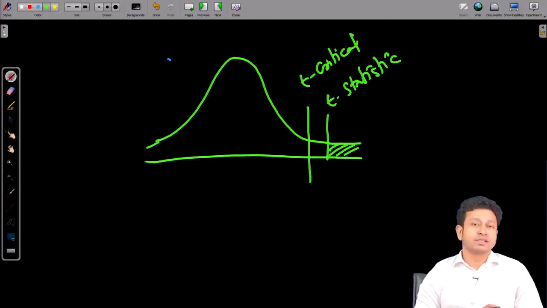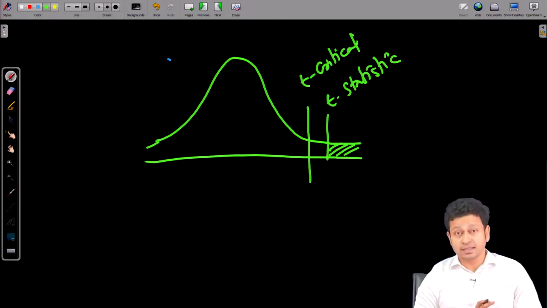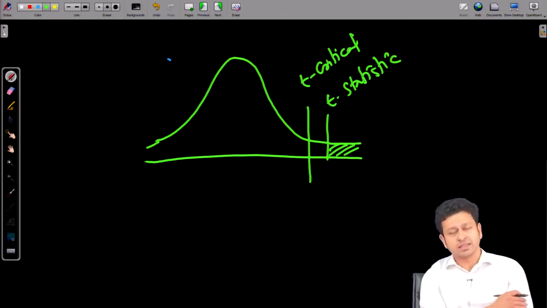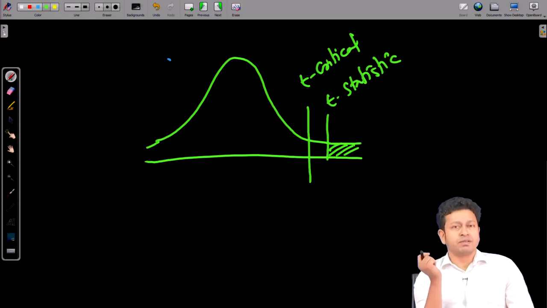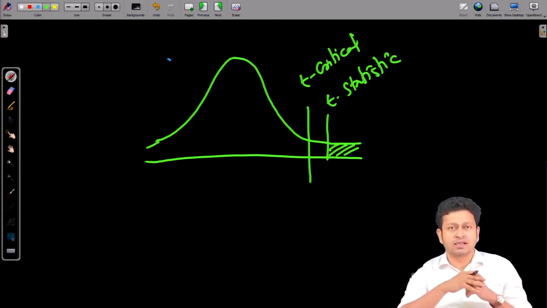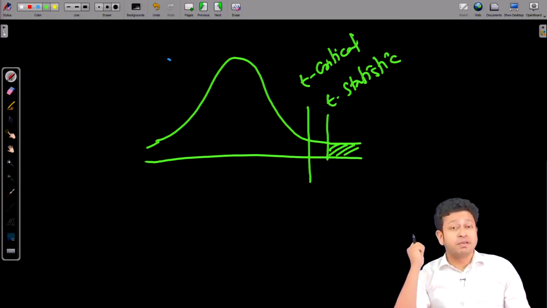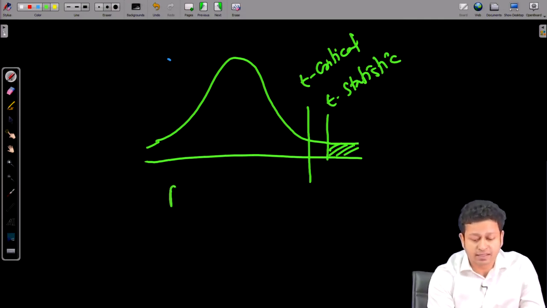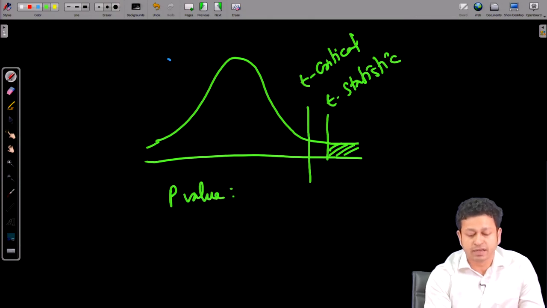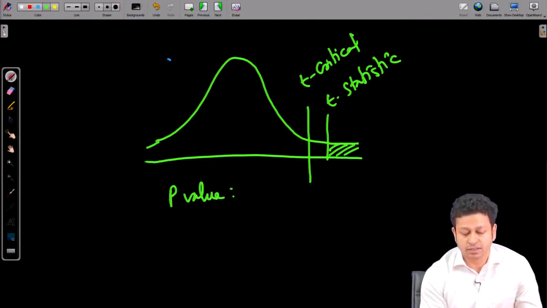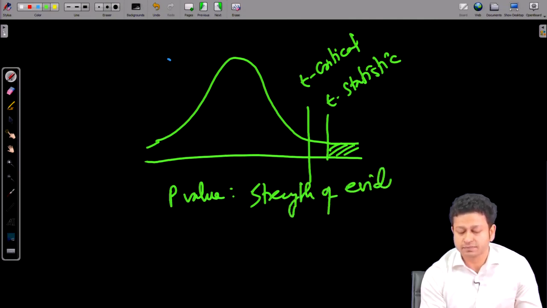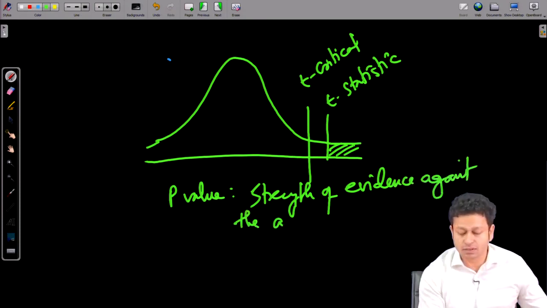When the p value is very low, we say that the null hypothesis is rejected, and we can explain that in different ways. We will again recap the p value, which is very critical in all the things that we are doing. A low p value defines the strength of evidence against the null hypothesis, in favor of the alternative hypothesis.